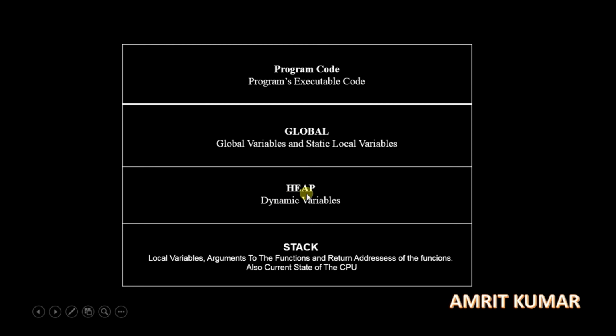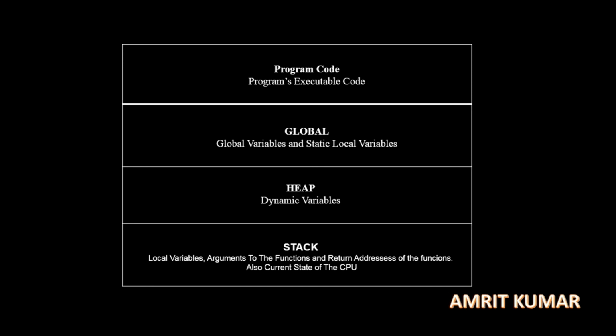So in the global region, global variables and static local variables are stored. In the heap region, or the third region, you are seeing only the dynamic variables that were created during the execution at runtime. And finally, the stack region is where all the local variables, arguments to the functions, and return addresses of the functions, as well as the current state of the CPU, are stored. So this is the memory mapping of the C language, and it is very important to understand before proceeding toward programming, and it gives you the idea of how C is going to work.